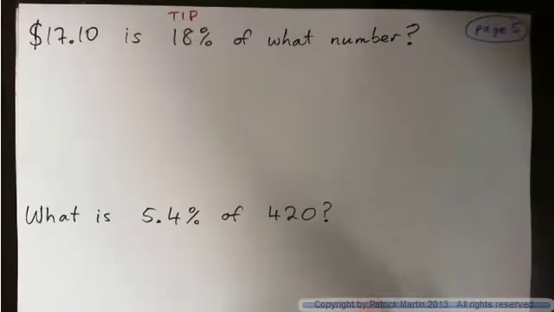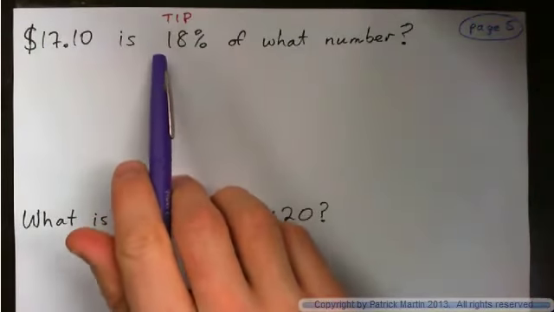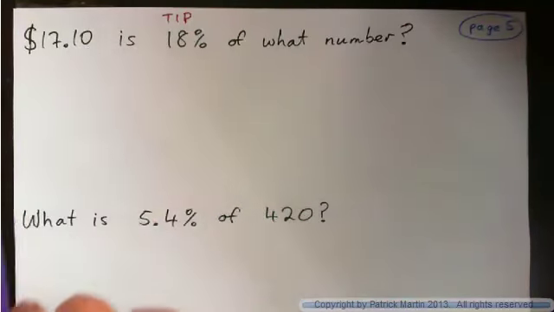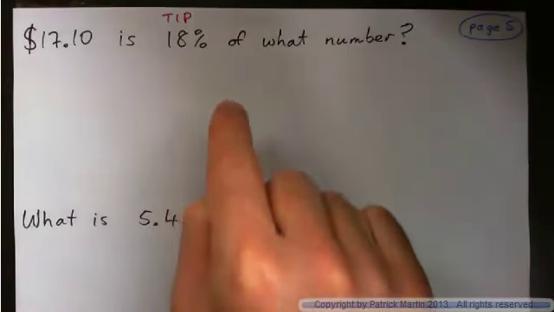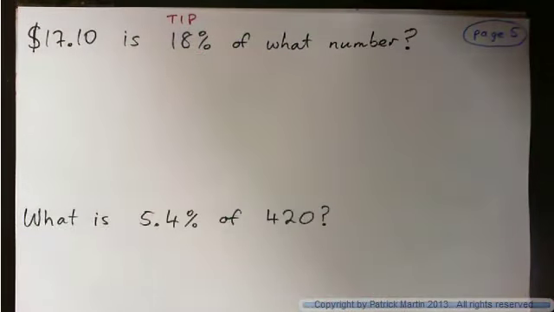What about this one? 17.10 is 18% of what number? In other words, if you're at a restaurant, and I have a bunch of kids, so this happens sometimes, and let's say the tip is 18% and the tip turns out to be $17.10. What was the original bill then? If the tip is 18%, what would the original bill have been? Because $17.10 is the 18%. So $17.10 is 18% of what bill at the restaurant?